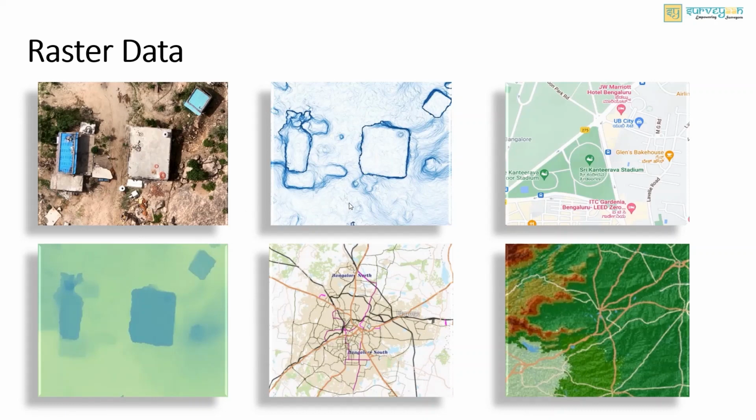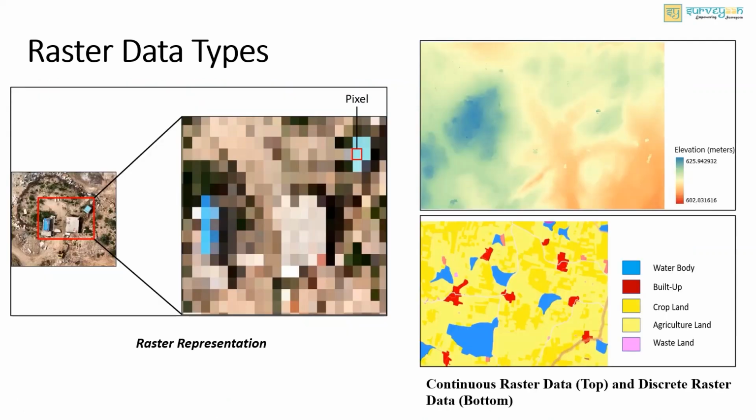You can see the examples of raster data here. In the picture, the raster image is divided into rows and columns, and each cell represents a pixel, and the pixel is associated with a geographic location.